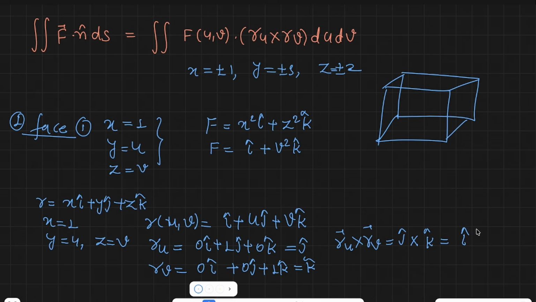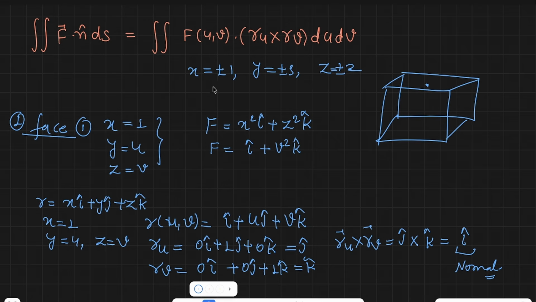This is called the normal vector, which is normal to the face. Let's say this is my face, so from here the normal vector will be i cap. If I take, let's say, x equals minus 1, then this will be the downward direction, so it will be minus i cap.